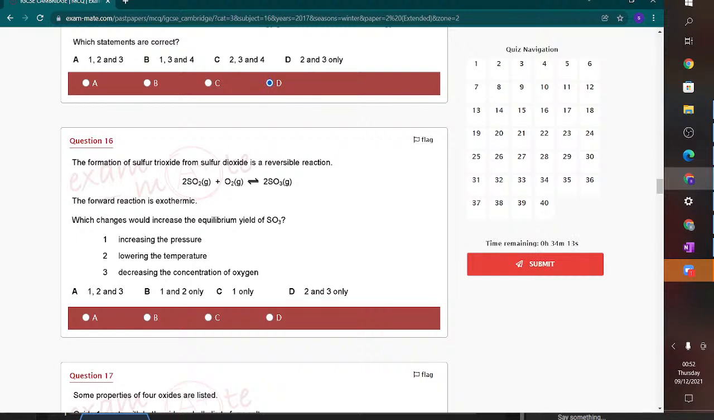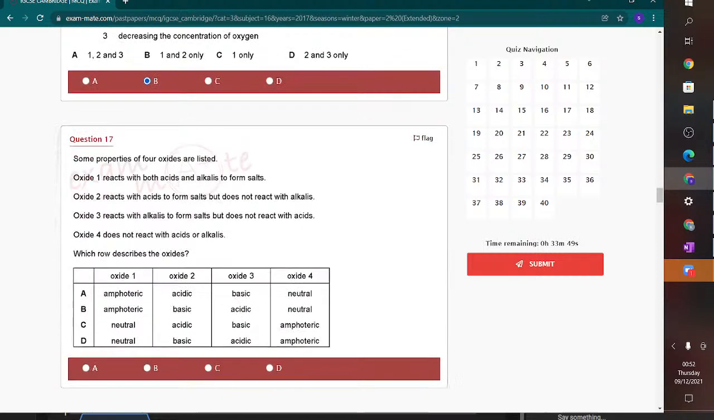Which changes would increase the equilibrium yield of SO3? The pressure ratio is 3 to 2, so therefore an increase in pressure would definitely increase the yield. Temperature lowering, yes, exothermic reaction is favored by low temperatures, 1 and 2. And decreasing the concentration of oxygen? No, that's incorrect. The position of the equilibrium, to be exact, will shift towards the left, so that's incorrect. But 1 and 2 is the answer.